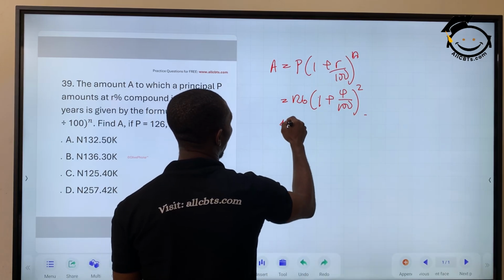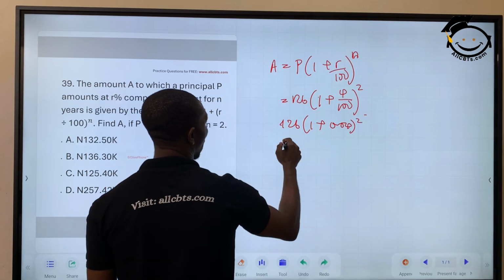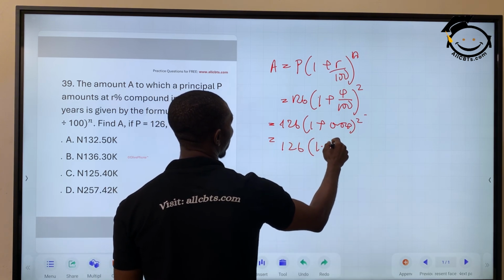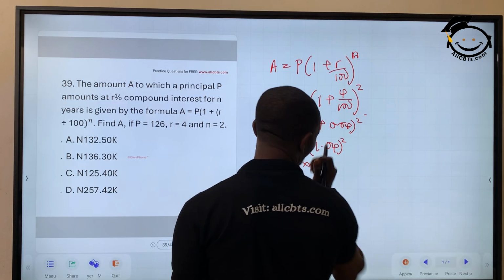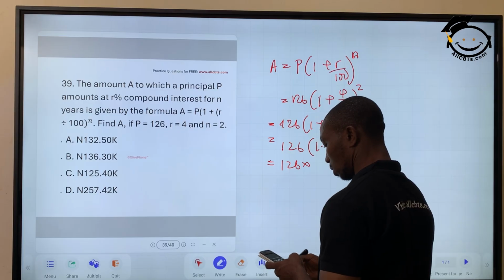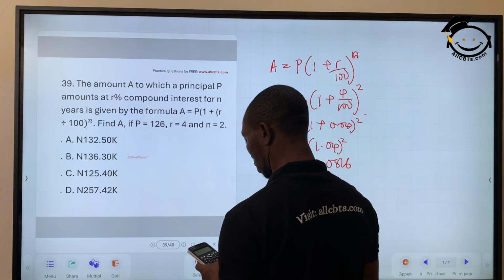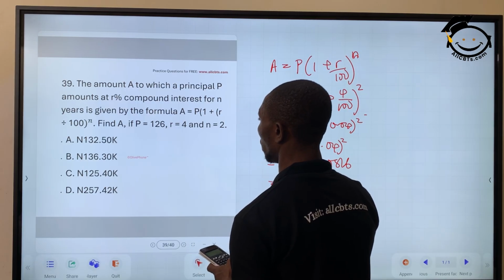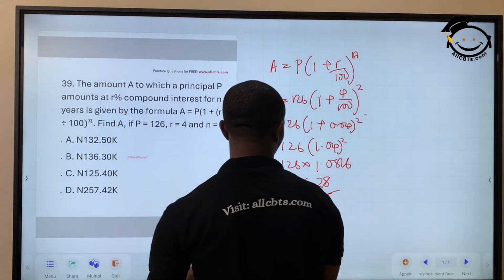So we have this as 126 bracket 1 plus 0.04 all squared, and this will be 126 bracket 1.04 all squared. Okay, 126 times 1.04 all squared, 1.04 squared gives us 1.0816. Okay, times 126, that gives us 136.28. Okay, so our answer will be 136.3 to 1 or 2 decimal places.